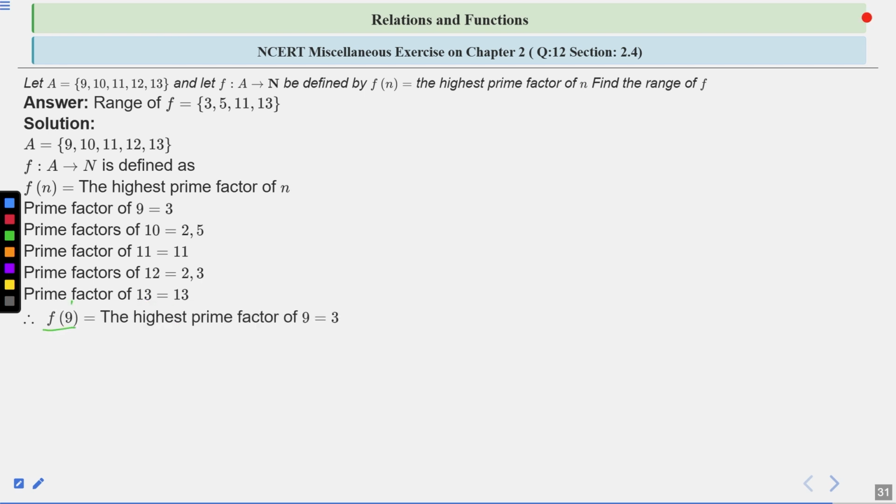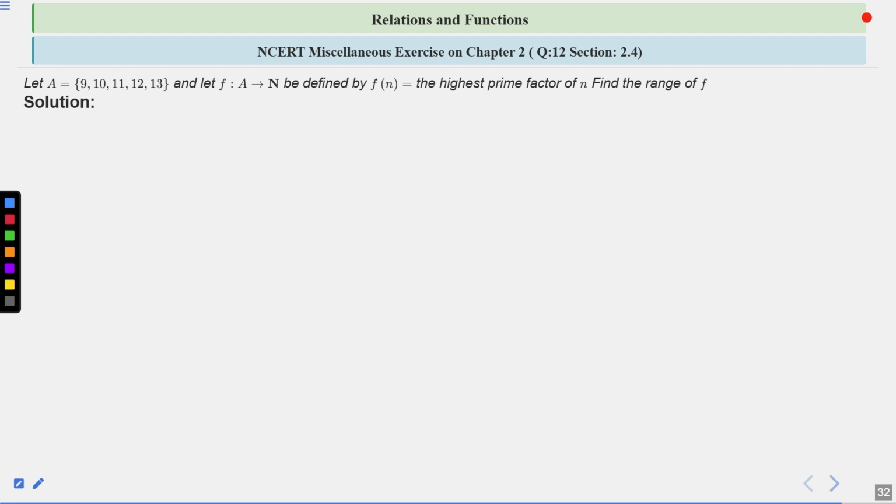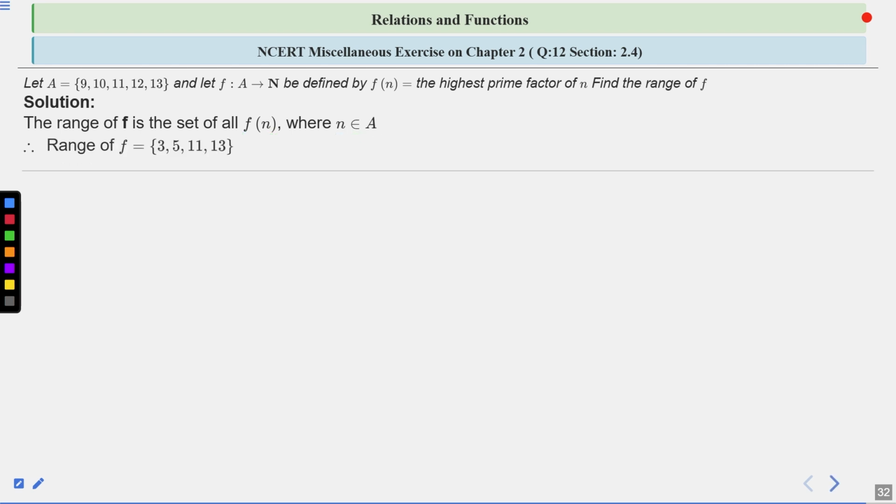Now F of 9, the output is the highest prime factor, which is 3. For F of 10, 5. For F of 11, the output is 11. And for F of 12, 3. F of 13, 13. So, the range of F is the set of all outputs when n belongs to the input set. So, the range set is simply 4 elements: 3, 5, 11, 13. Clear?